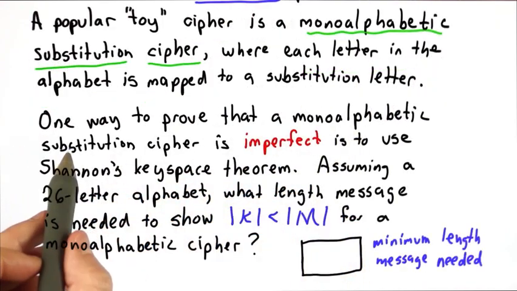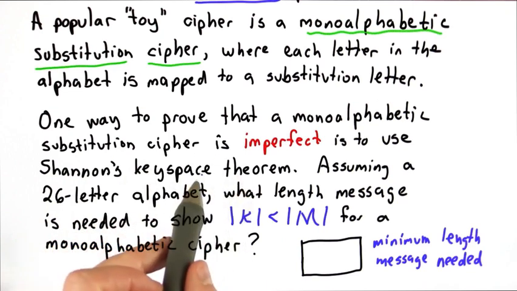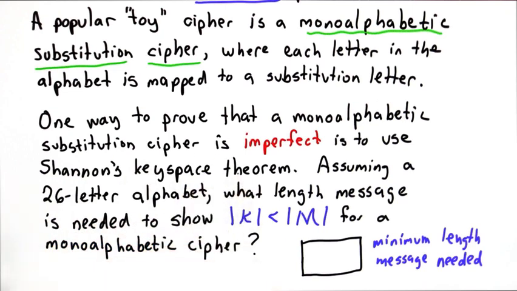One way to prove that a monoalphabetic substitution cipher is imperfect is to use Shannon's key space theorem, which says that the number of keys in a perfect cipher must exceed the number of messages, or be equal to it. Assuming a 26-letter alphabet, what length message do we need to show that the key space for the monoalphabetic cipher is too small to be a perfect cipher? For your answer, give a number, which is the minimum length message needed for this proof.